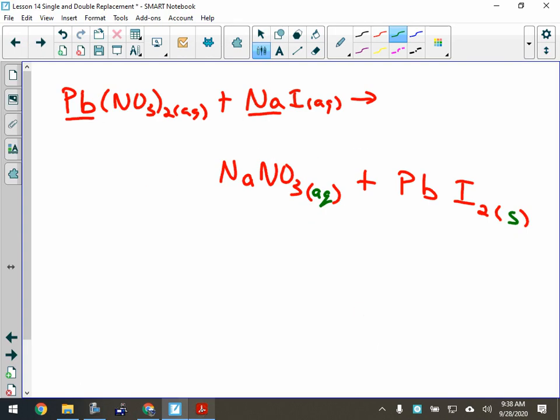Balancing now. Quite a lot to do with this one. You obviously have to predict the products and then balance it. Lead, so we're good there. 2 NO3s, 2 nitrates, so I'm going to put a 2 there for the nitrates. 2 Na's, better put a 2 there. 2 I's, 2 I's. So we should be good. We've balanced based on ions there.